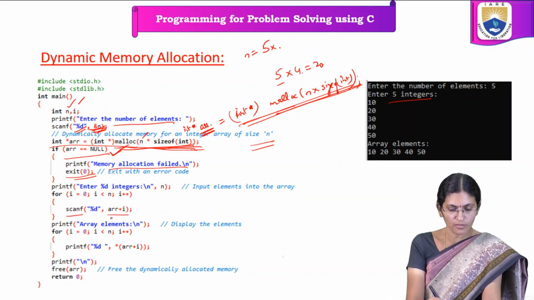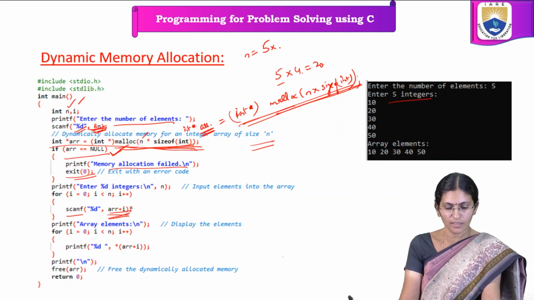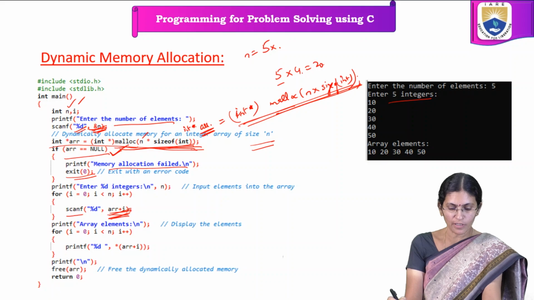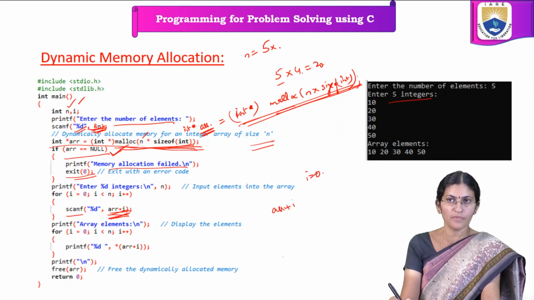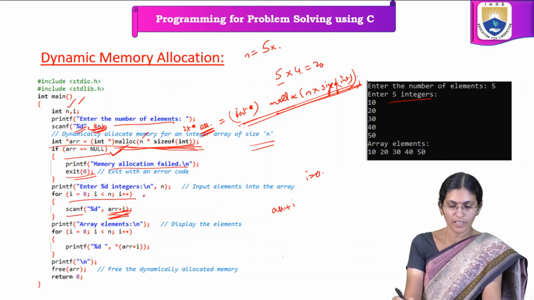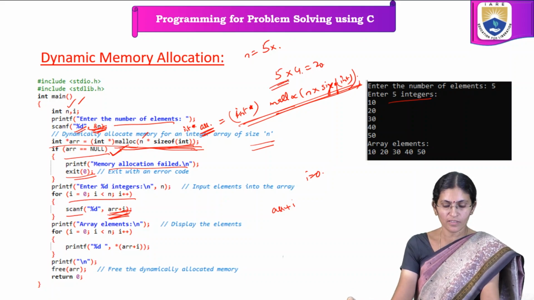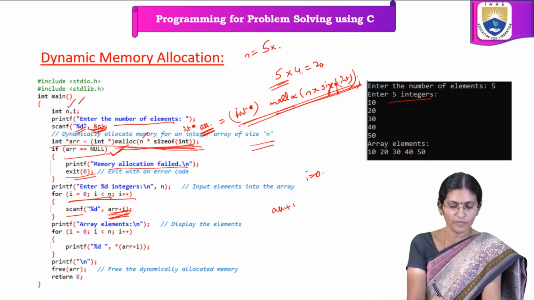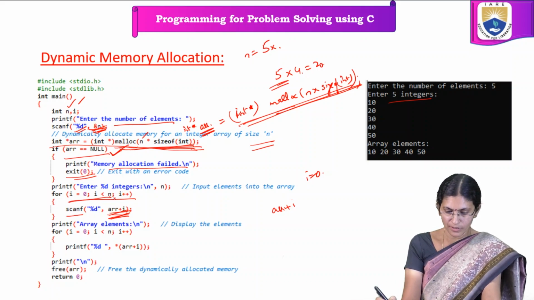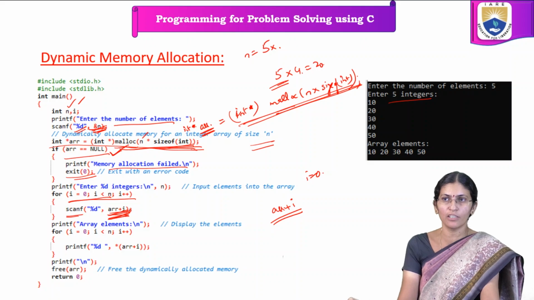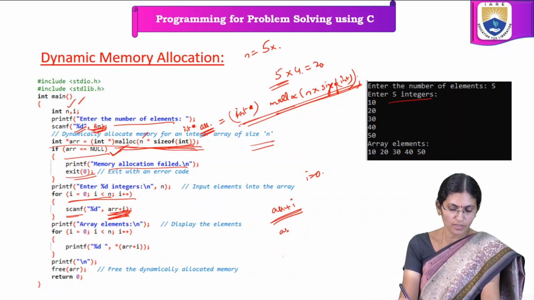By means of the scanf function, the user is giving the input integers. At this particular address ARR, the name of the pointer is ARR. So ARR plus I, where I starts from 0. Suppose we want 5 integers, memory is allocated for 5 integers, so this loop will repeat 5 times from 0 to 4. In the scanf function, we need to give the address where the value will be stored.